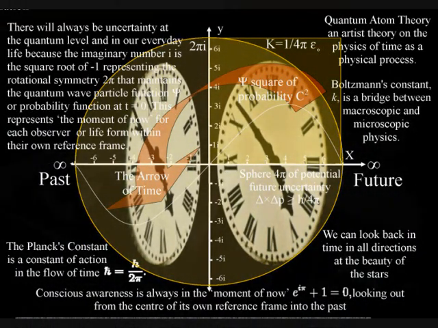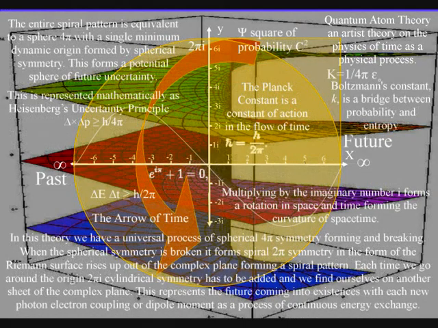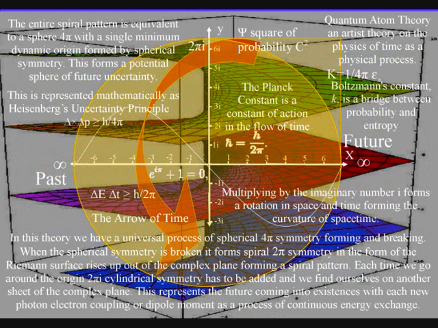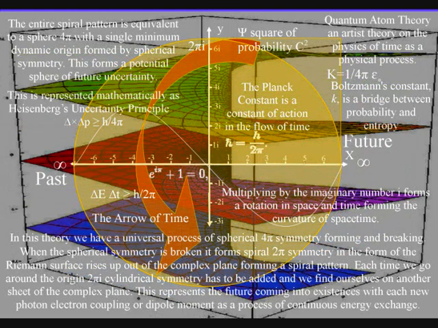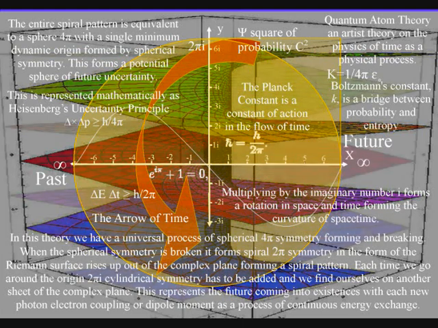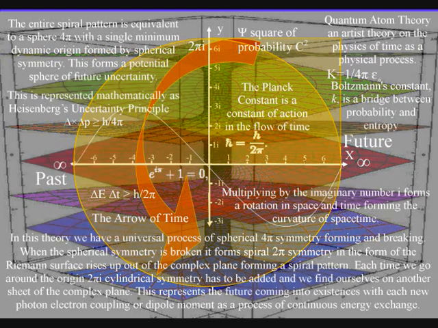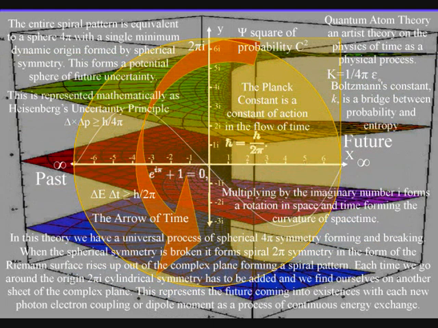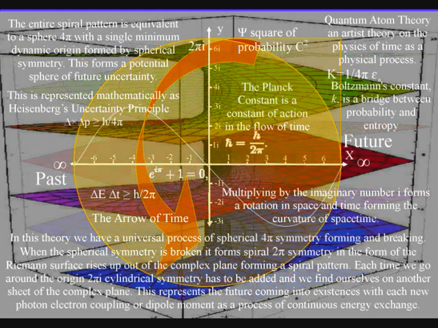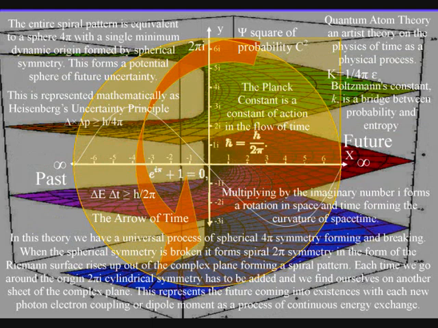This represents a process of spherical symmetry, forming and breaking. When the spherical symmetry is broken, it forms spiral symmetry, in the form of the Riemann surface, rising up out of the complex plane, forming a spiral pattern. Each time we go around the origin, 2 pi, cylindrical symmetry has to be added, and we find ourselves on another sheet of the complex plane.